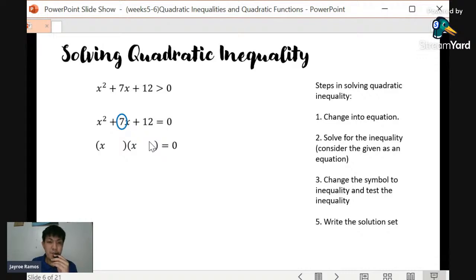But of course, I hope the others will also get it, no? So, the 7 is the sum, and then the 12 is the product. Sum and product. So, I'm asking you, what are the two numbers that when we add them give 7? At the same time, those two numbers, when we multiply them, give 12. So, it got spoiled right away, no?